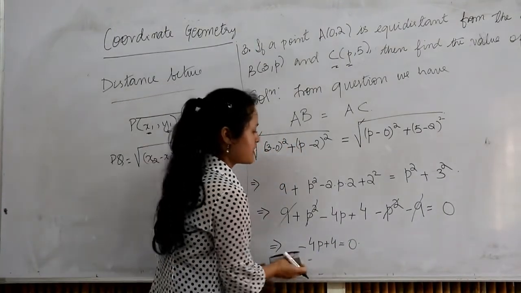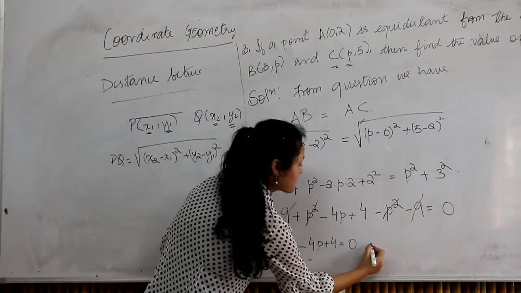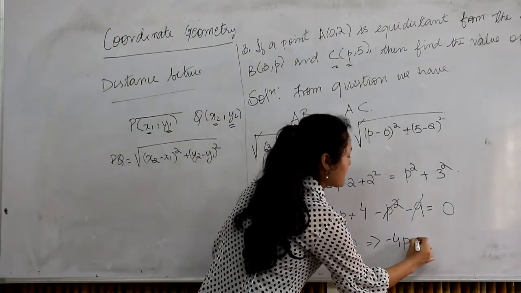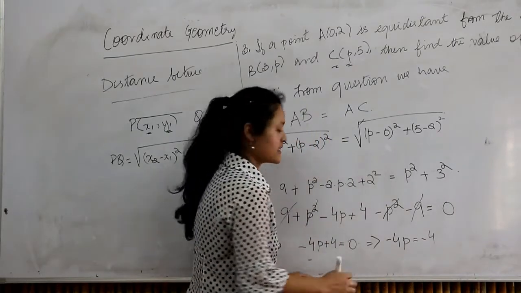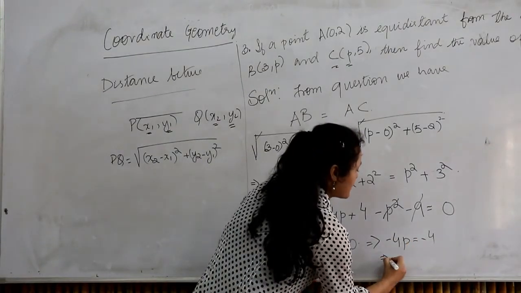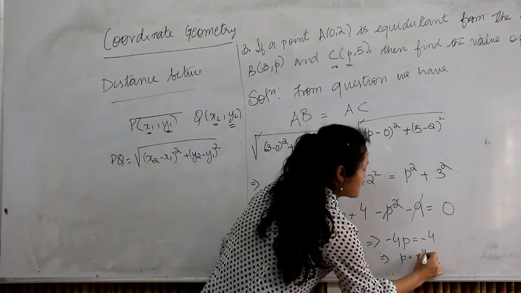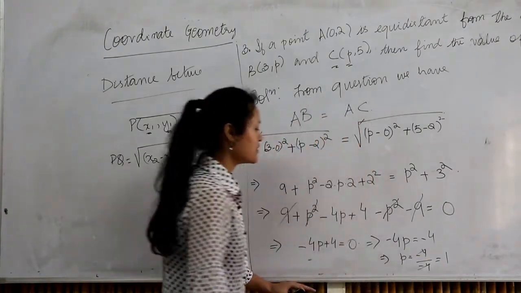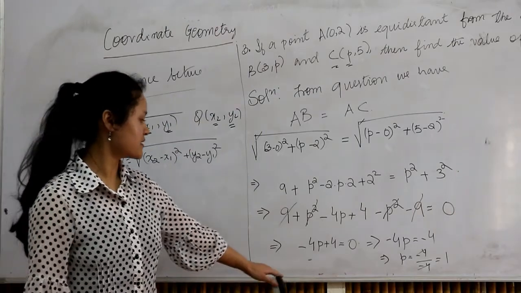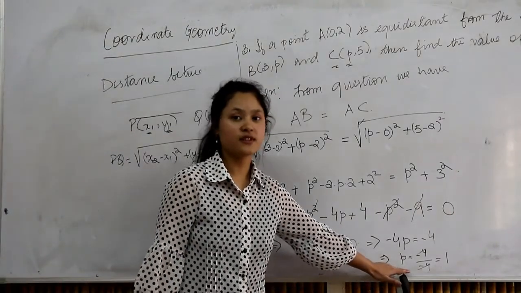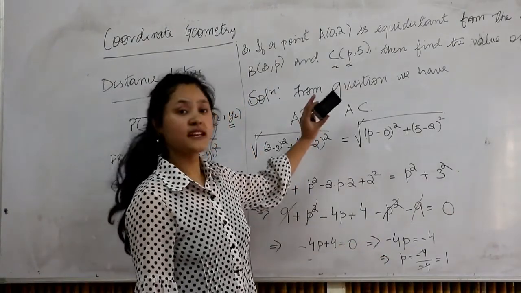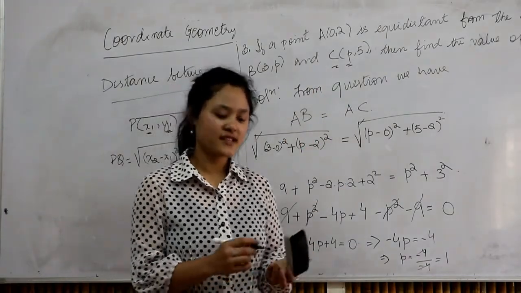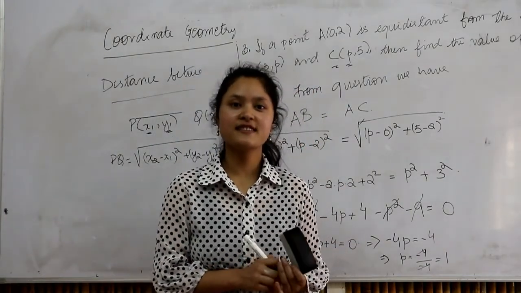Again, you transfer this 4 to that side, you will have minus 4. Okay, just divide by 4 on this side. P will be minus 4 by 4, which is minus 1. So by this formula we have got the value of P. So any question related or similar to this one, we just apply the same. So this is it for this class. Thank you so much.